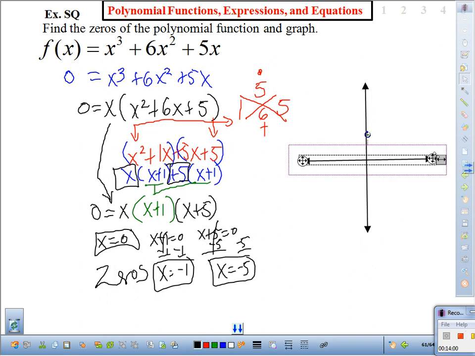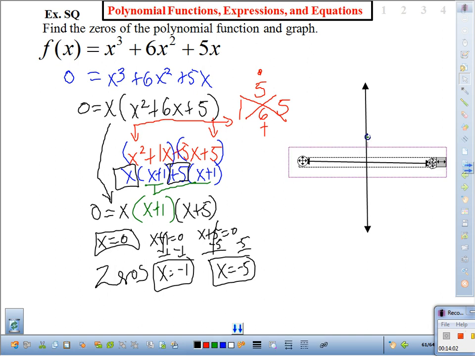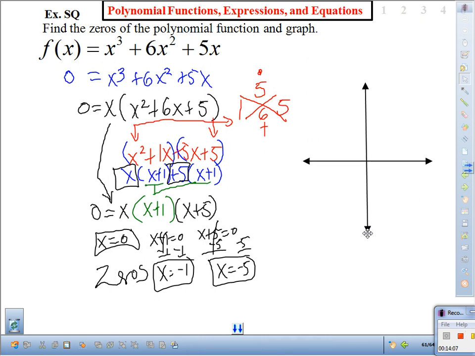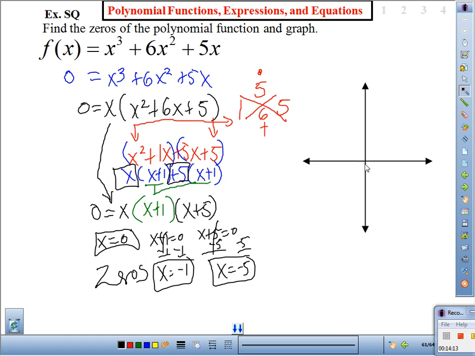What's our constant? 0. All right, so let's graph it. Our 0 is there, negative 1, and negative 5.